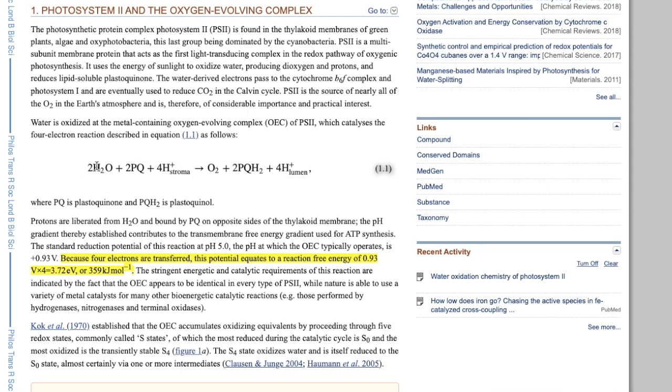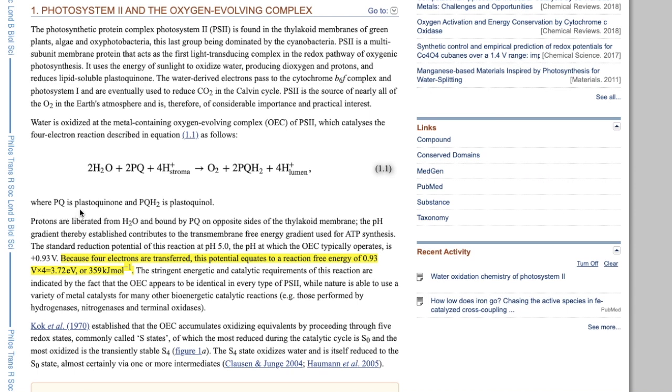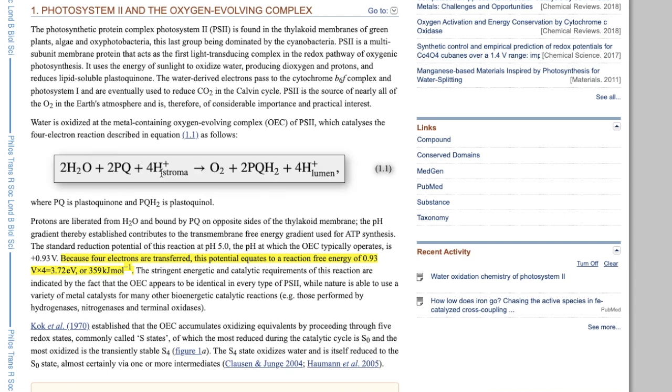So basically what we have to focus on is this particular reaction, where water is reacting with 2 moles of PQ and with 4 protons, which come from the stroma, and this is giving us dioxygen and PQH2, and 4 hydrogen ions which go to the lumen, okay. Now this PQ over here is plastoquinone and PQH2 is plastoquinol. So it's all about bioinorganic chemistry, and that is directly taken from there.